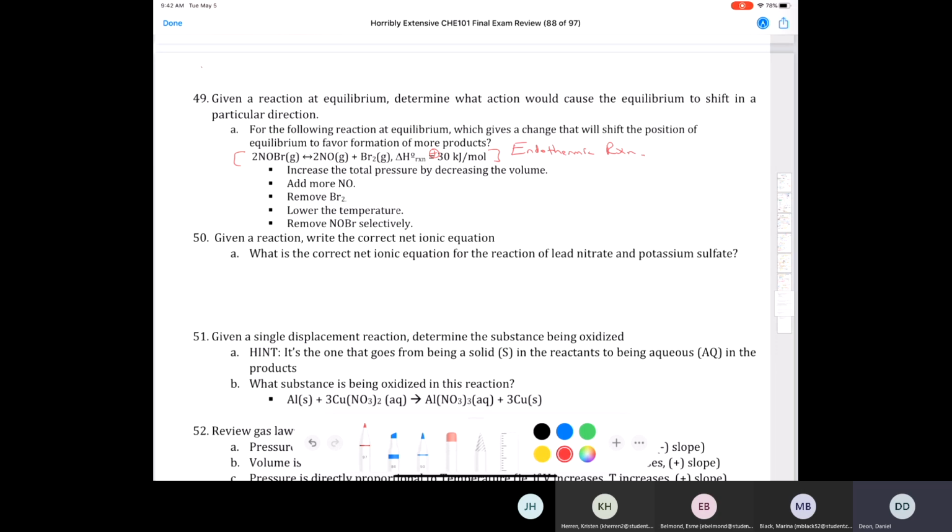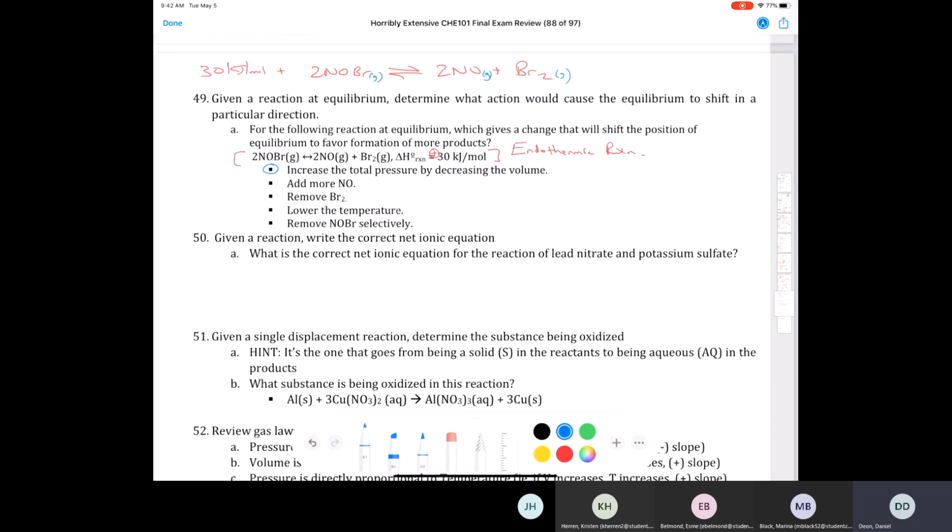So therefore, we could rewrite the equation up here. I'll put 30 kilojoules per mole plus 2 NOBr. I'm just going to leave out the states of matter just for fun. Anyhow, which gives you 2 NO plus Br2. I think I got all that right. So let's examine what would happen here. It says if we increase the total pressure by decreasing the volume. Oh, shoot. I had to include the states of matter, so I'll put gas. Everything is in the gaseous phase here.